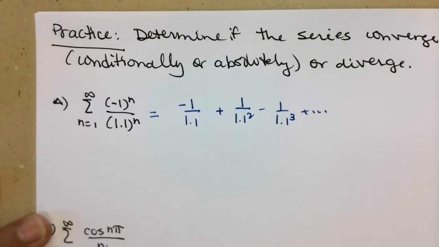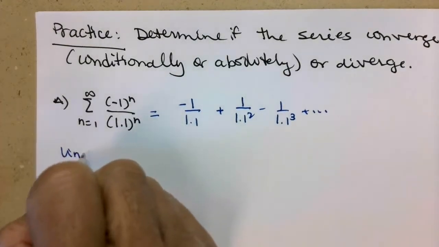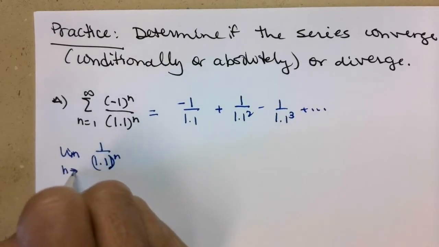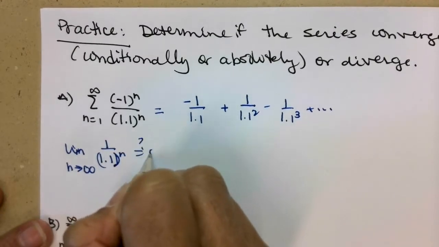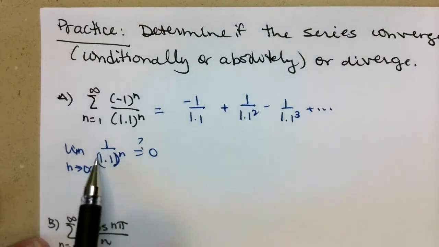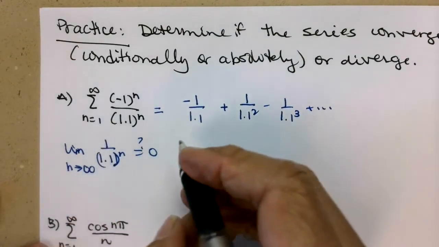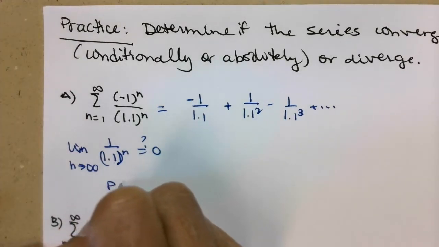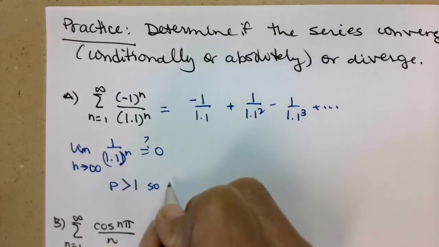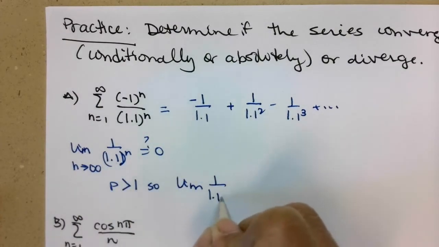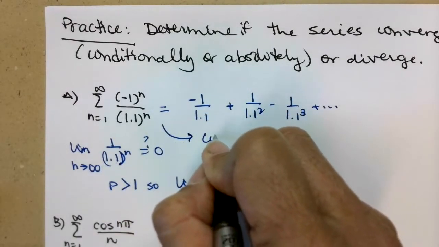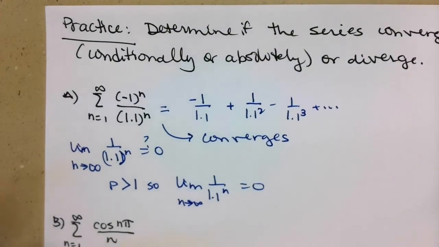So we can check for conditional convergence, right? So we are only looking to see if 1 over 1.1 to the n, so without the alternating part, if this nth term, as n gets big, does that go to 0? And it does, as long as your denominator is greater than 1. This goes to 0. I want to say p series, but I use p series for something else. I guess we'll call it p series. Okay, so p is greater than 1. So the limit of 1 over 1.1 to the n as n goes to infinity is 0. So therefore, this converges. Now, does it converge conditionally or absolutely?